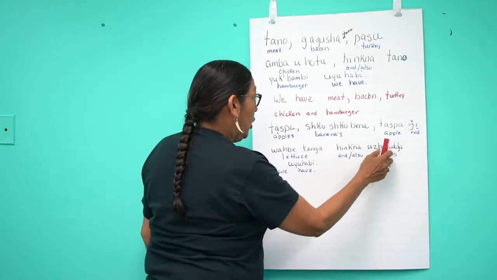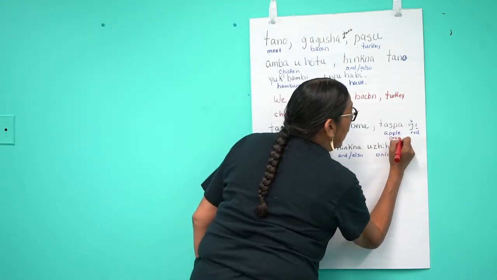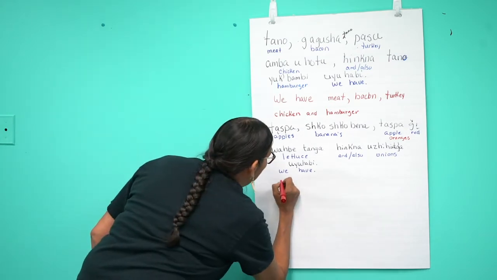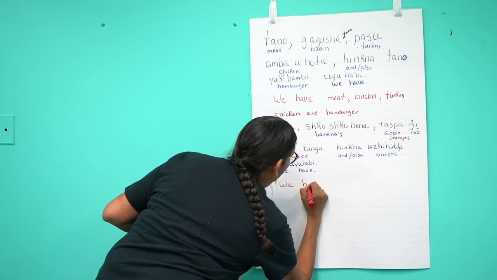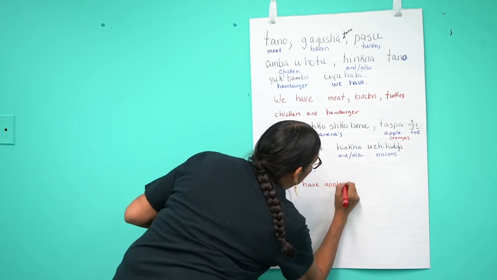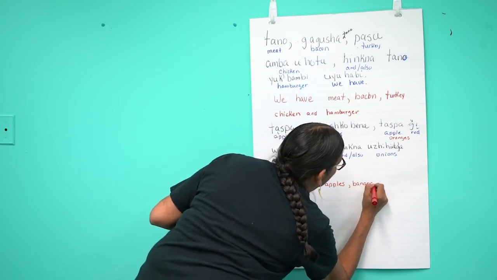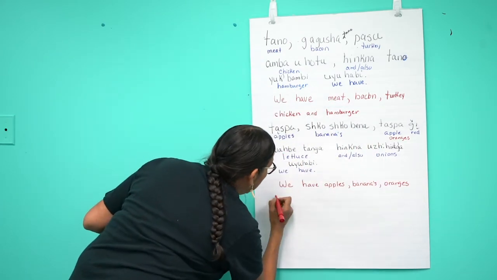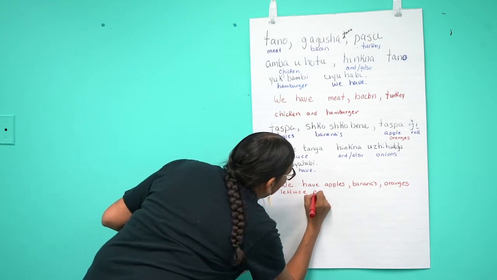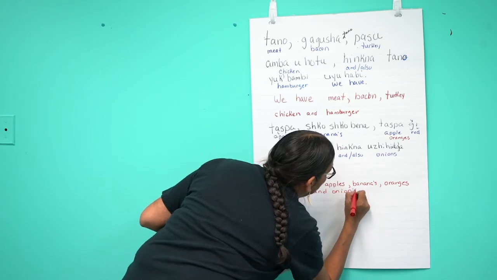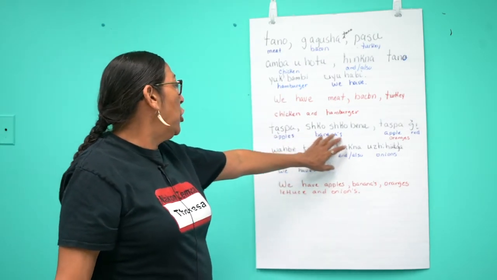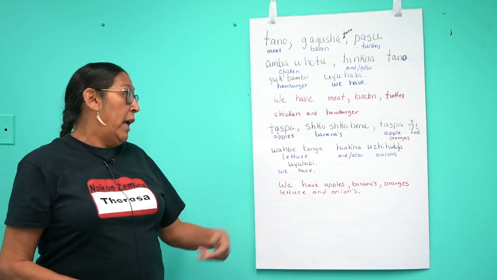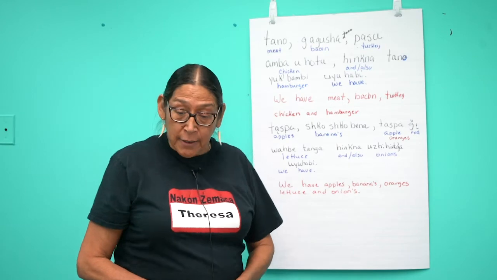We have apples, bananas, oranges. This translates to oranges. It's red, and red apple, and onions, lettuce and onions. So what did I say? We have apples, bananas, oranges, lettuce, and onions. And that's what that taspa, shkoshkobena, taspari, wachbetanga, hinkna, uzintka, uyuhabi. We have apples, bananas, oranges, lettuce, and onions.